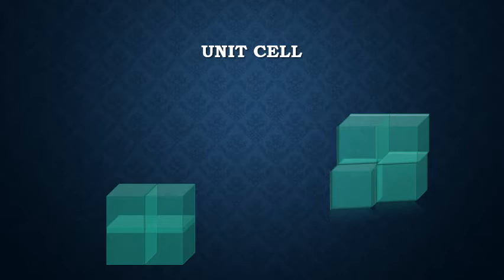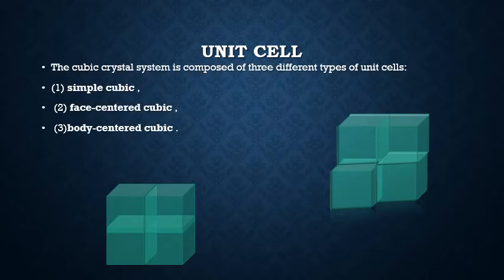Unit cells occur in many different varieties. The cubic crystal system is composed of 3 different types of unit cells: 1. Simple cubic. 2. Face-centered cubic. 3. Body-centered cubic.